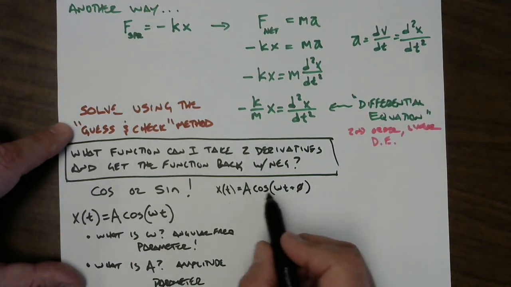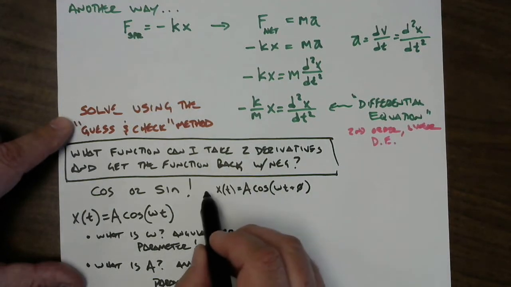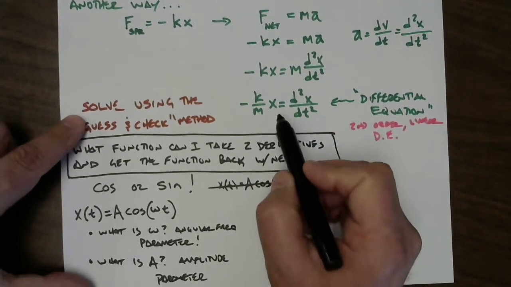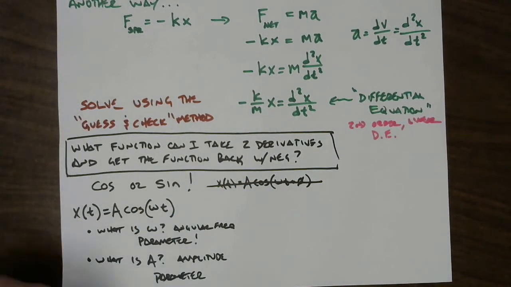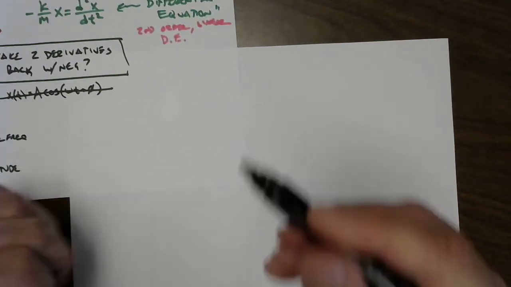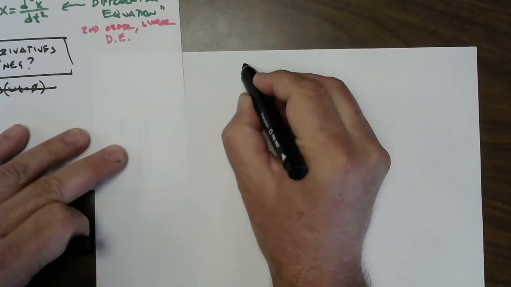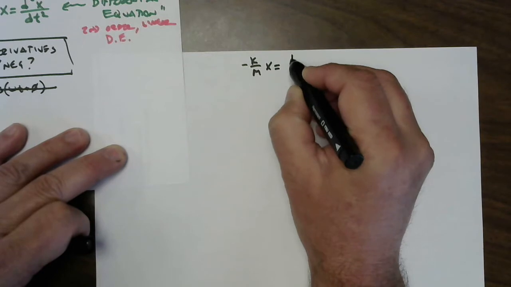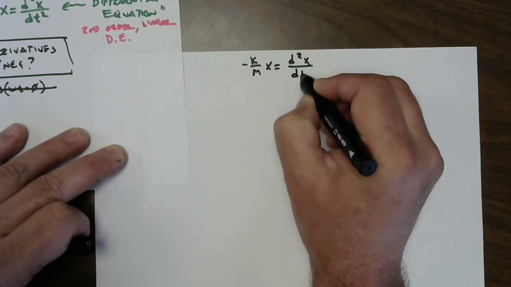I find this to be mathematical and unnecessary in this context. Okay, so we are going to put this function into this equation, and we are going to see if it works. I need a fresh sheet of paper. Okay, so let's recap. What's our equation that we're going to put it into? We're going to put it into minus k over m x equals d squared x dt squared.